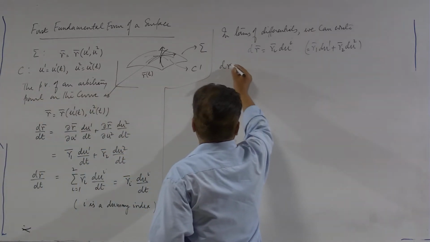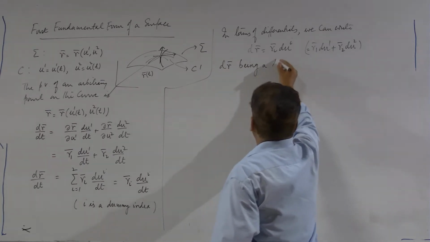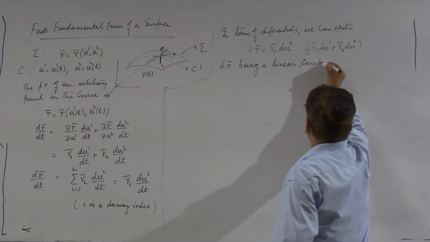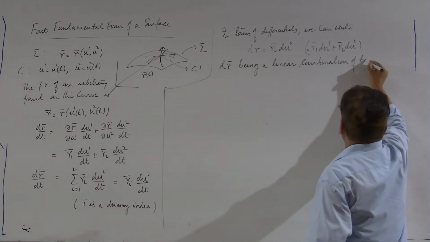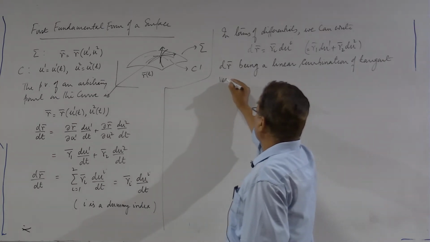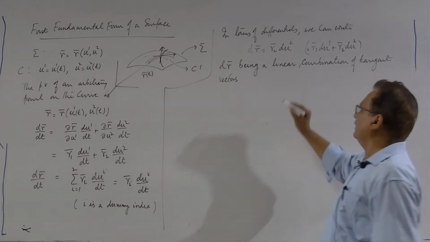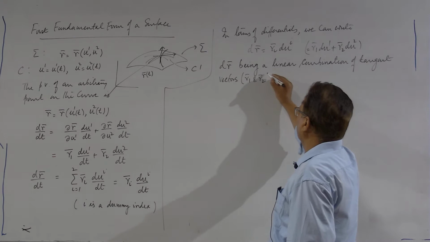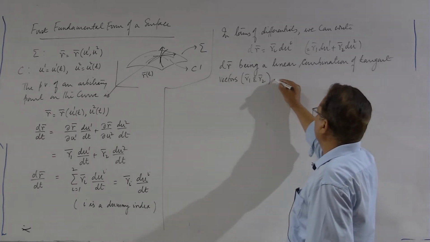So, dr being a linear combination of tangent vectors, which tangent vectors? R1 and R2. Being a linear combination of tangent vectors R1, R2, it is a tangent vector.